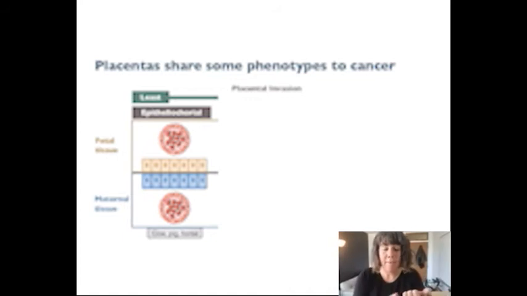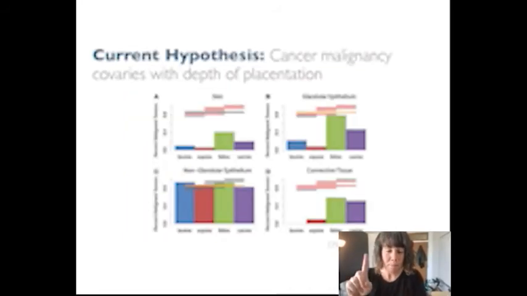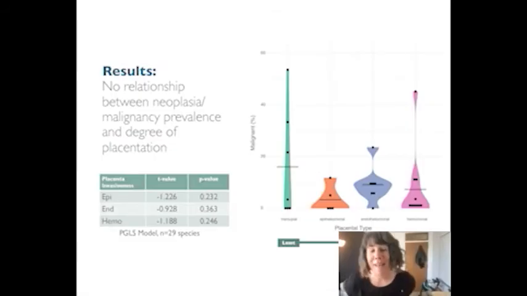And individuals argue the placenta in the human form shares some of the phenotypes of cancer. It invades, it recruits blood vessels, it induces an immune response, usually evading the maternal immune system. And so it shares these phenotypes of cancer. So it was proposed in the past, and there's some limited data to suggest, that cancer malignancy co-varies with the depth of placentation. Again, the more invasive the placenta, the more malignant cancer these species get. And that's just a trade-off. We tested this in our data set and we found no relationship.